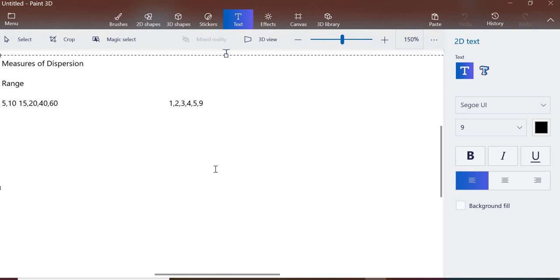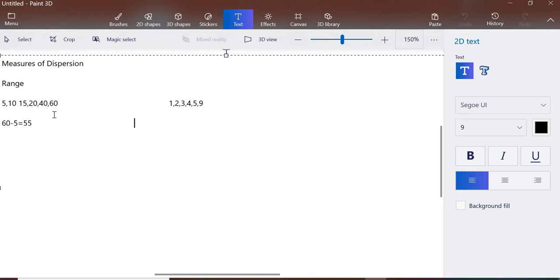Let's say we have a data set with the units 5, 10, 15, 20, 40 and 60. So the first measure of dispersion is range. So how can we find out the range? The range is, as the name suggests, the difference between max and min. So here the max is 60 and the min is 5. So the range is 55.